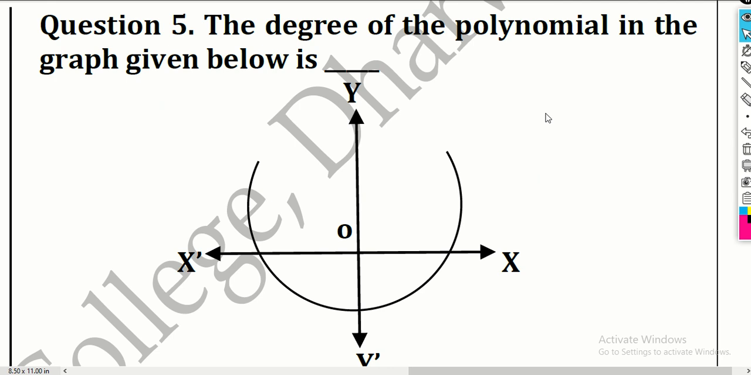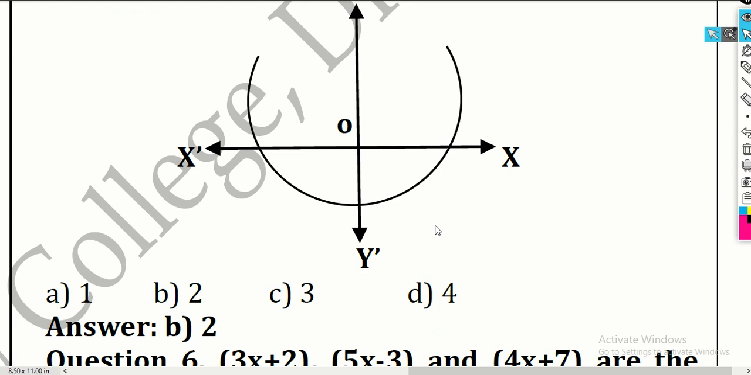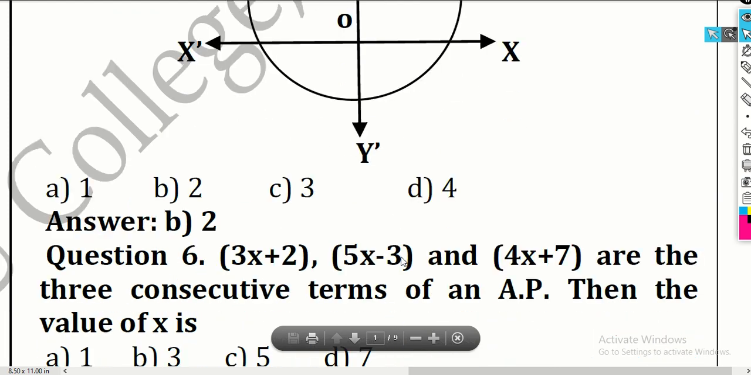Here the question is the degree of the polynomial in the graph given below. When you find the degree of the polynomial, you have to identify how many times it touches the x-axis. Here there are 2 times. The degree is 2, that means x square. So the degree of this polynomial is 2. So option B is the correct answer.